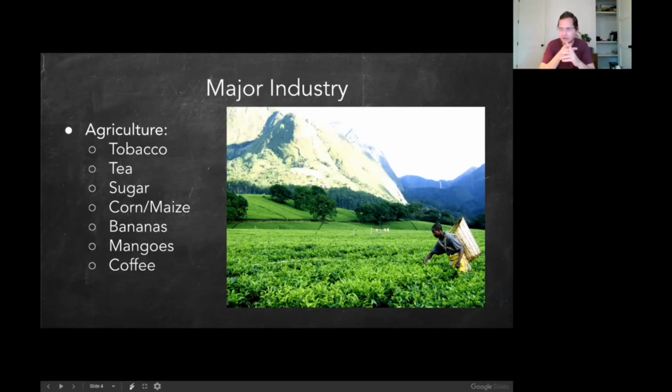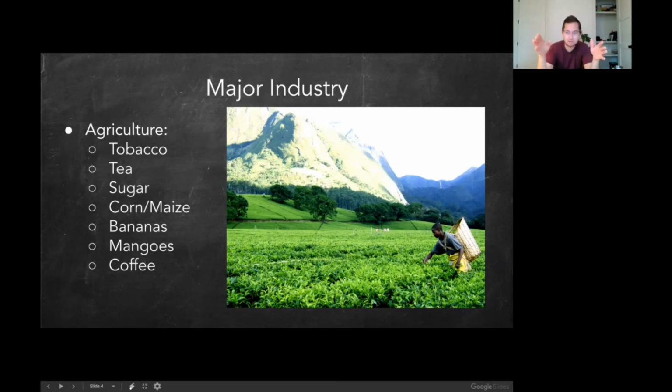Okay, but here a lot of occupations are in agriculture. Again, tobacco, tea. I've been to this actual tea plantation called Lujeri, near Mount Mulanje. It's incredibly beautiful. It's stunning. It's great. The tea is great. And then you have sugar, with sugar cane. Everybody's growing corn and maize, mangoes, y'all.